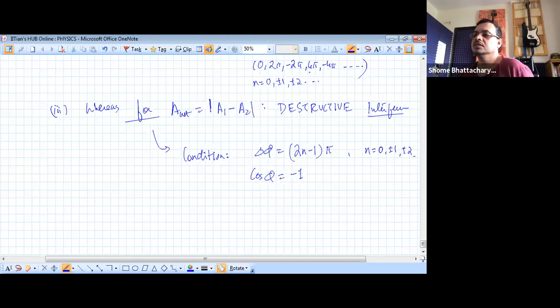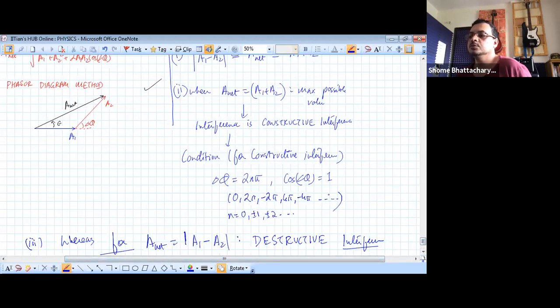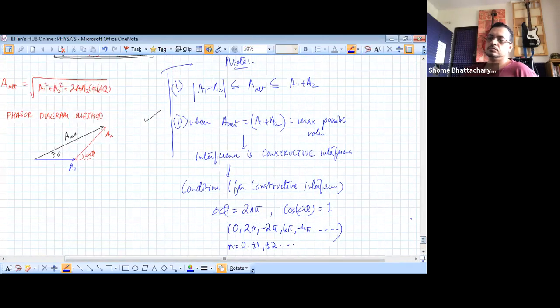So again this is something important, that within interference there are two special cases, constructive and destructive interference, and their conditions in terms of phase difference. Whereas of course you have a lot of general cases where it's neither constructive nor destructive. So it's anything between the difference and the sum.